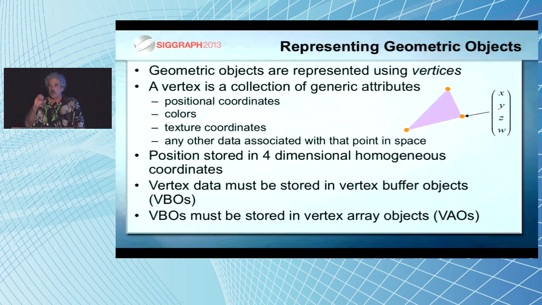Because the thing you're trying to always avoid is having to send data over from the CPU to the GPU over and over again. What we want to be able to do is get that data over once to the GPU, and then if we have to, switch between different collections of objects in a very efficient way that doesn't involve us resending all the data again. And that's what vertex buffer objects and vertex array objects are going to do for you.